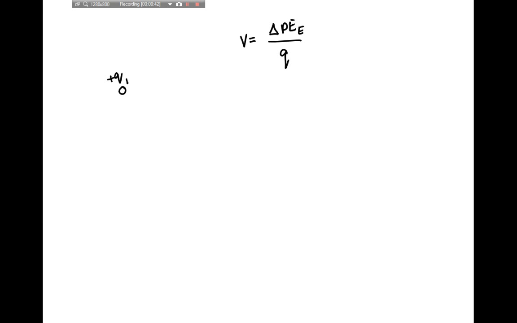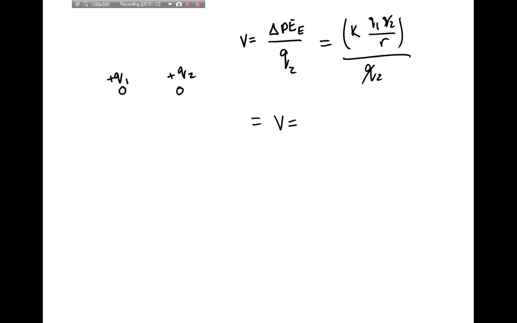So let me call this Q1, and let's consider how the potential energy changes if I add another particle. We'll call this Q2. So the potential energy is going to increase, and the potential energy is going to become K Q1 Q2, divided by the distance between the particles. And I'm supposed to divide this by the charge of the particle that I've added. In this case, that's going to be Q2. So we see the Q2 cancels, and so we see that the voltage that is associated with just a single charged particle, so this is just this particle by itself, has a voltage that's given by this formula here. It's going to be equal to K Q, divided by the distance from this particle.